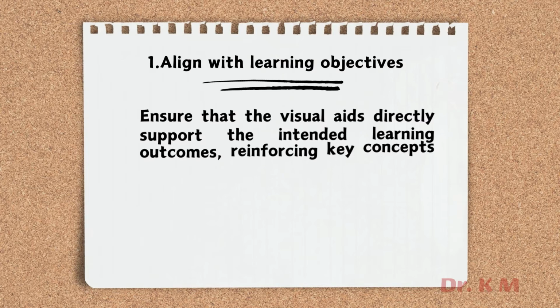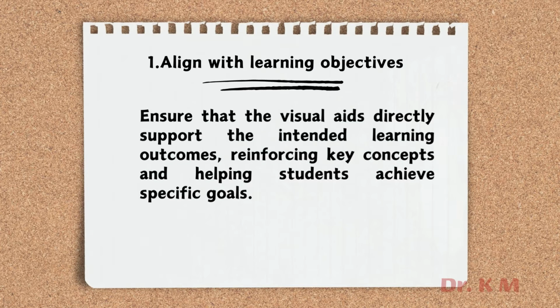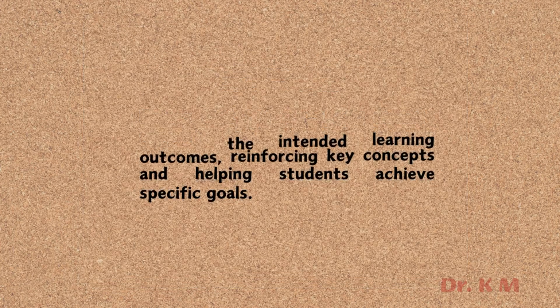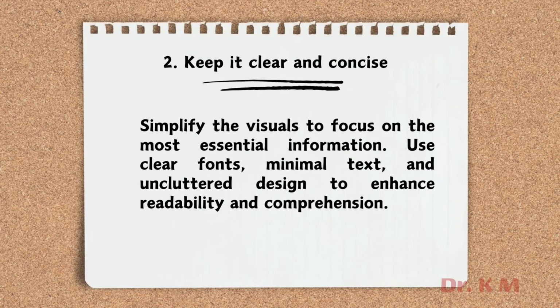1. Align with learning objectives. Ensure that the visual aids directly support the intended learning outcomes, reinforcing key concepts and helping students achieve specific goals. 2. Keep it clear and concise. Simplify the visuals to focus on the most essential information. Use clear fonts, minimal text, and uncluttered design to enhance readability and comprehension.